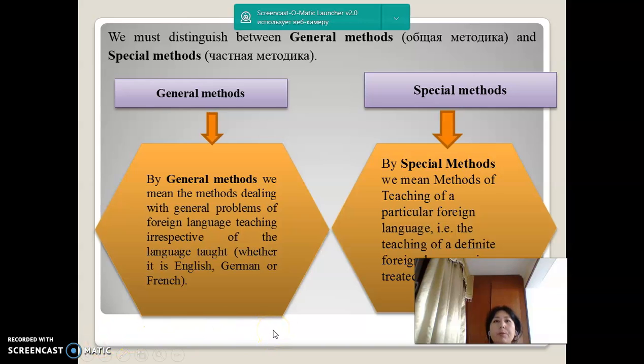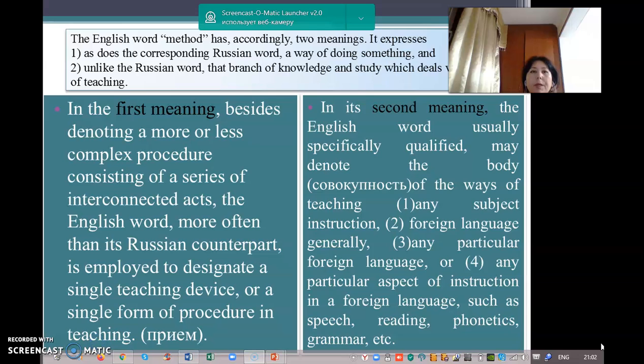We must distinguish between general methods and special methods. By general methods we mean the methods dealing with general problems of foreign language teaching, irrespective of the language taught, whether it's English, German, or French. By special methods we mean methods of teaching of a particular foreign language, that is, the teaching of definite foreign language is treated. The English word method has accordingly 2 meanings.